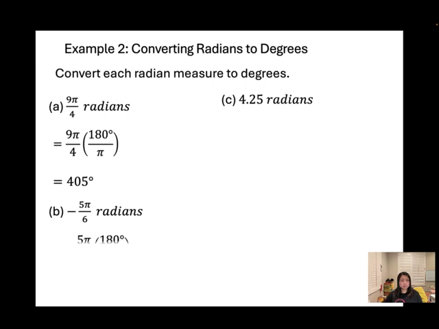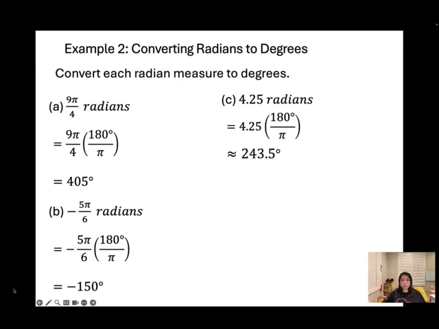Okay, B. Simplify it, cancel out the pi. And then 180 divided by 6, you're going to get 30 degrees, right? 30 degrees times 5 is going to be 150 degrees. Okay, C. Use your calculator. You should get 243.5 degrees.